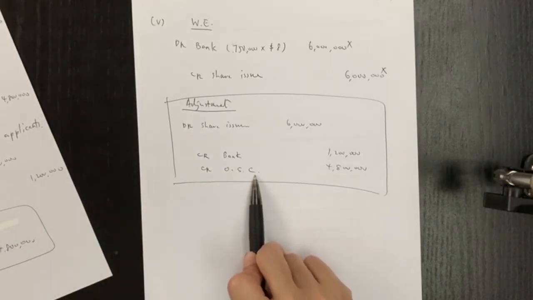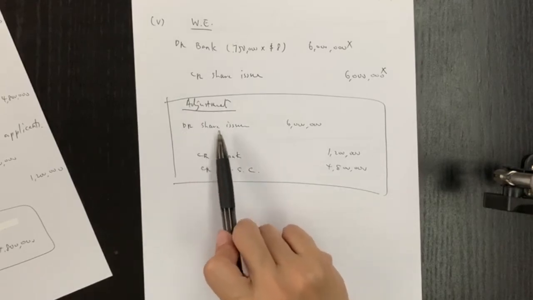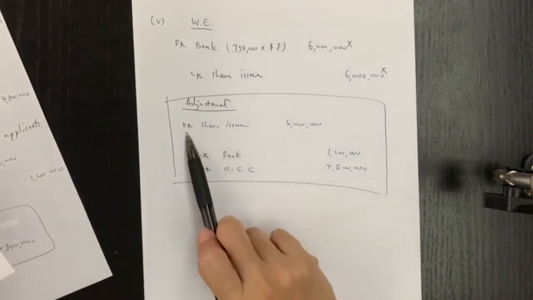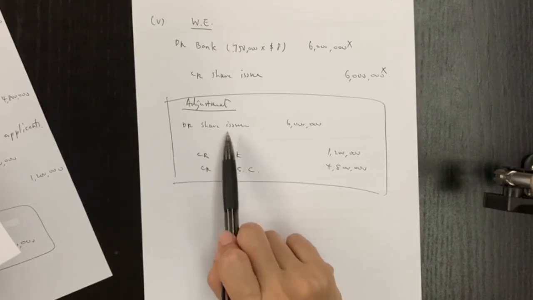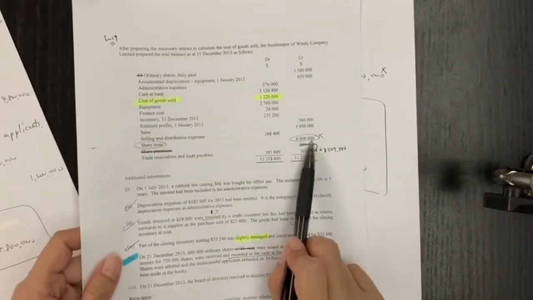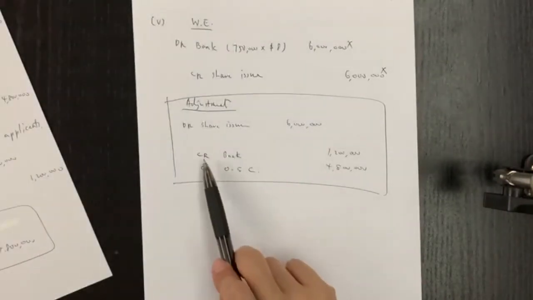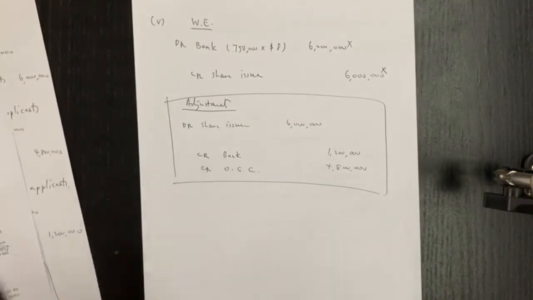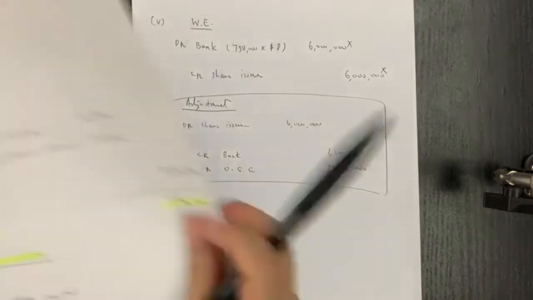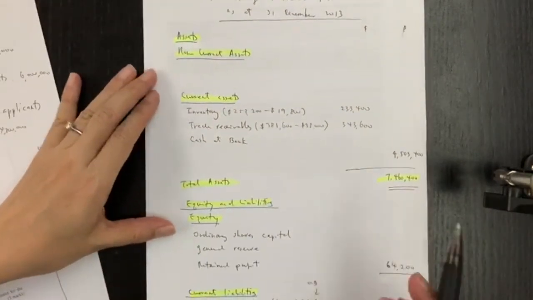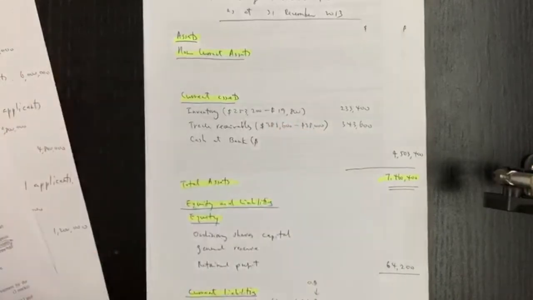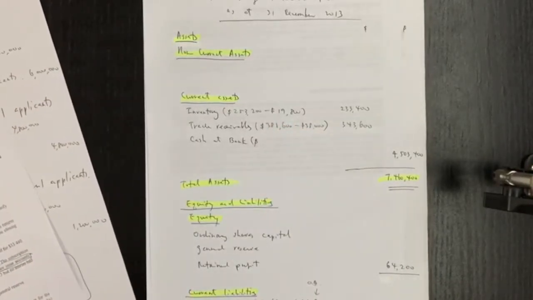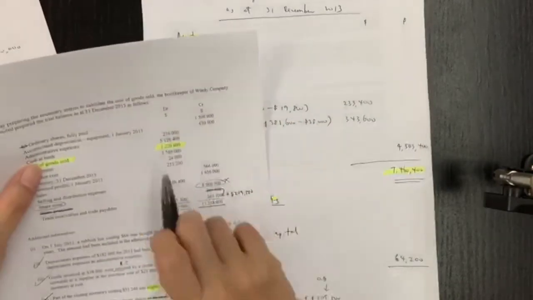Once again, let's check: debit share issue, so we have no more of this account, and then credit bank. Now I need to go to the statement of financial position. This is cash at bank. I start with the original figure for cash at bank here.